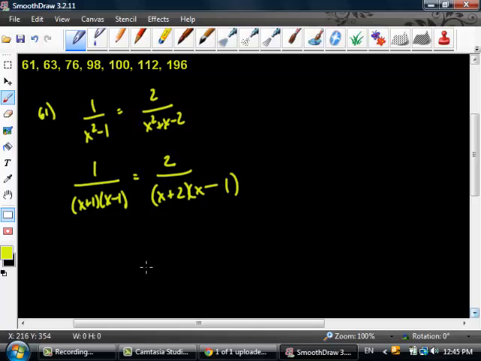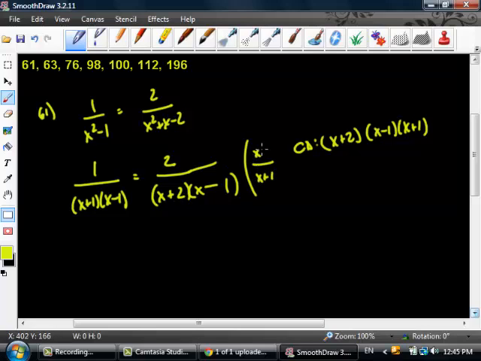I need a common denominator here. My common denominator is going to be, looks like, (x + 2)(x − 1)(x + 1). So now I've got to figure out what's missing. Multiply the top and bottom by x + 1, because that's what's missing from the right. I'm going to multiply the top and bottom by x + 2, because that's what's missing from the left. So what I get is x + 2.